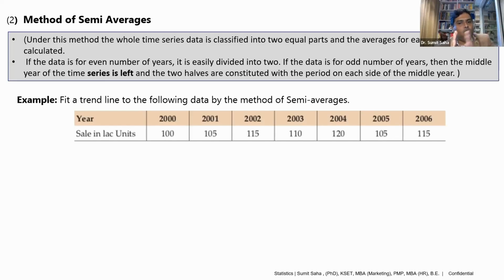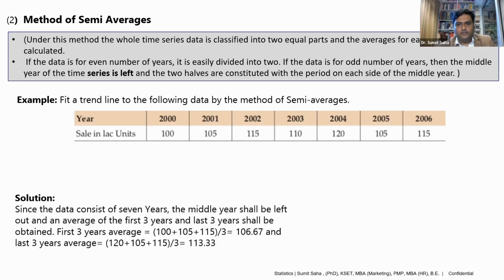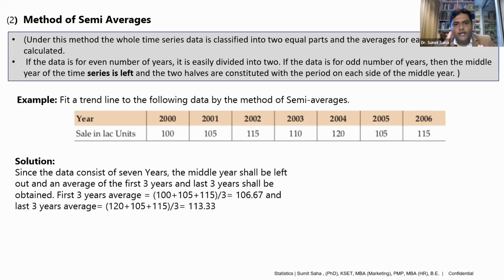I will consider one group as 2000, 2001 and 2002. And another group I will consider 2004, 2005 and 2006. Now I am going to take the average of these two groups. 100 plus 105 plus 115 divided by 3, which is 106.67. Similarly, group B, 120 plus 105 plus 115 divided by 3, which is 113.33. So now I have these two data points, 106.67 and 113.33.